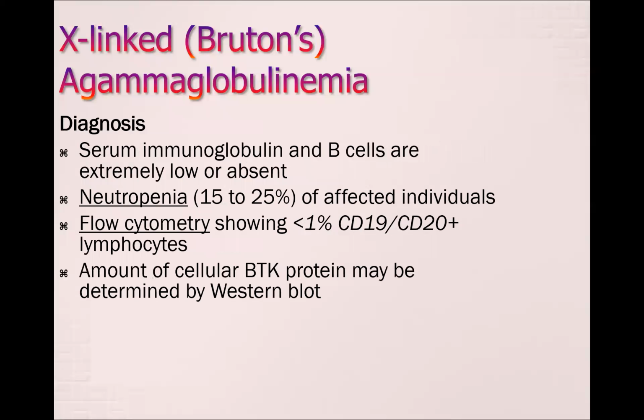So for diagnosis of Bruton's, typically, again, you're going to get your immunoglobulin levels. Serum immunoglobulin levels are extremely low or absent. They can have a relative neutropenia in a small percentage of the patients, and true diagnosis is usually done by flow cytometry. You can do a Western blot of the Bruton's tyrosine kinase protein, but that typically is more of a laboratory type diagnosis than anything else. Before the advent of flow cytometry, the Western blot was what we used for confirmatory diagnosis.